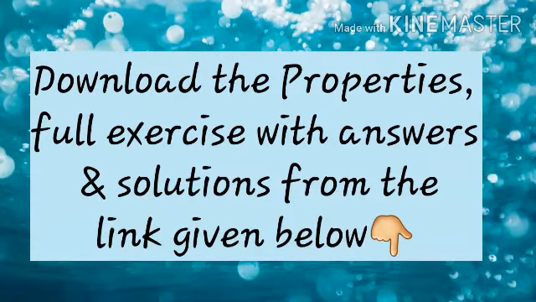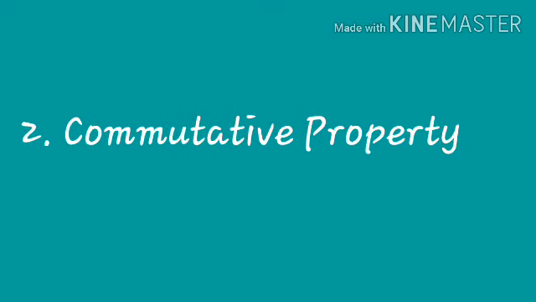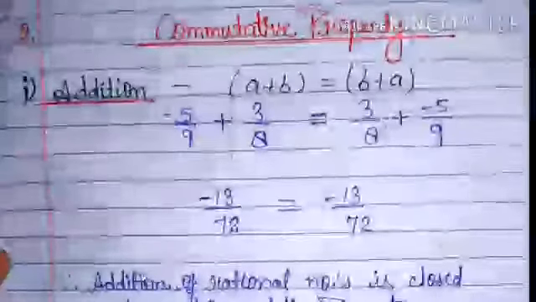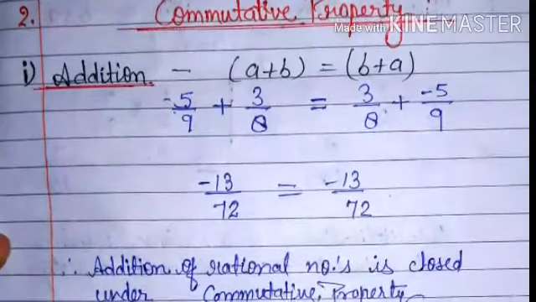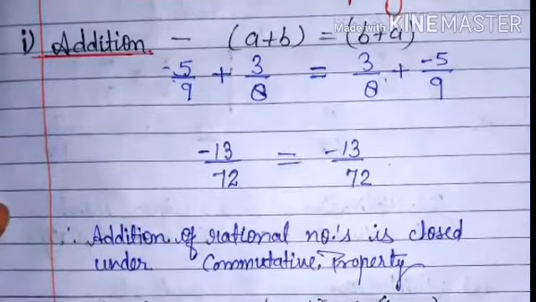As you all know, I have already told you about closure property in the previous video. So in this video we will discuss the commutative property. First we will check for addition. If we have two rational numbers a and b, then we will check whether a plus b is equal to b plus a or not.